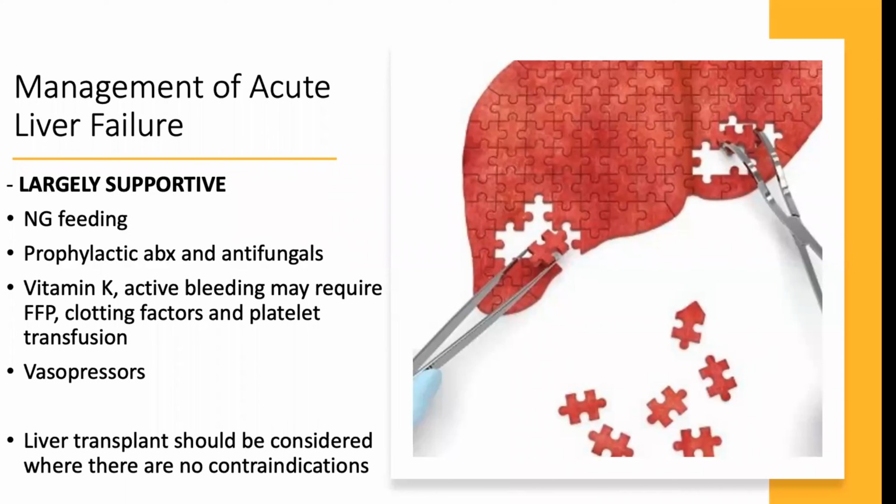And then in the scenario where you might get hypotension and hepatorenal syndrome, you may opt to use vasopressors as well. And sometimes dialysis is required too. And then as a last resort, liver transplant should be considered where there are no contraindications.